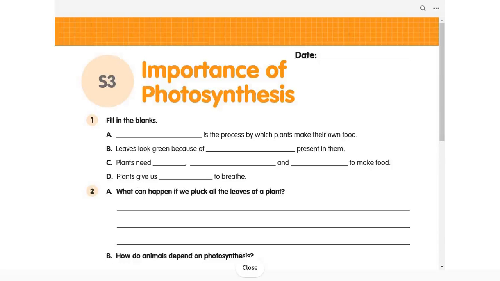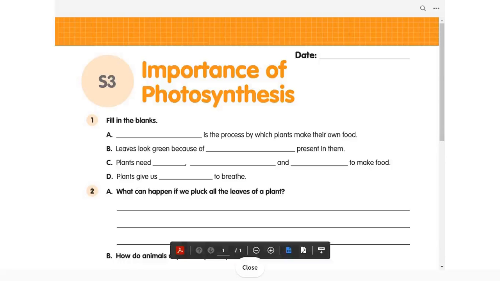Question number 1C. Plants need dash, dash and dash to make food. Water, carbon dioxide and sunlight. Plants need water, carbon dioxide and sunlight to make food. Okay. Question number 1D. Plants give us dash to breathe. The answer is oxygen. Plants give us oxygen to breathe.